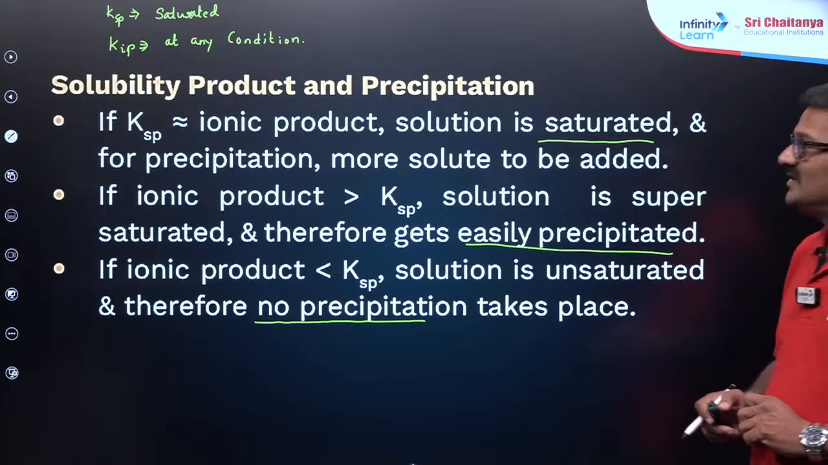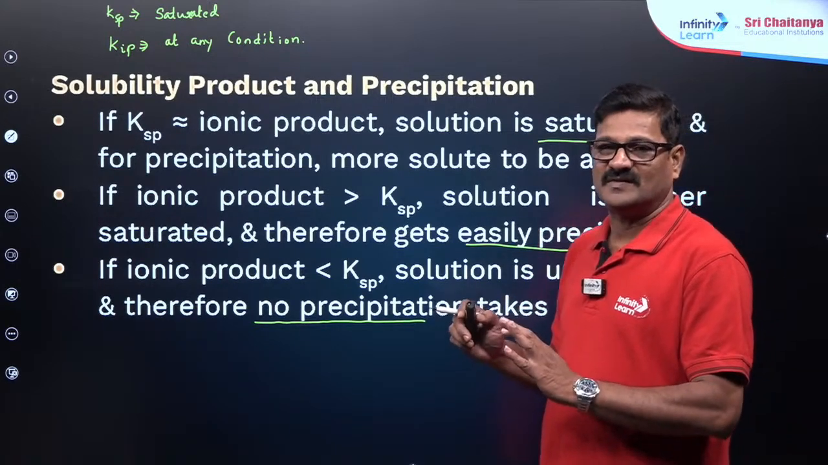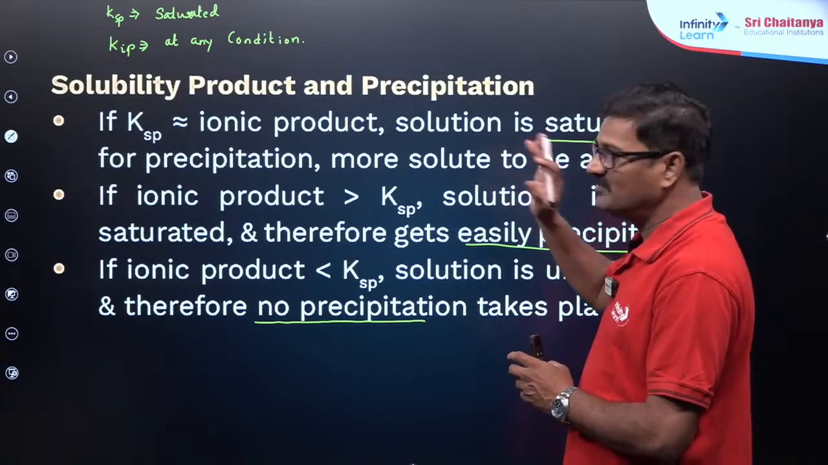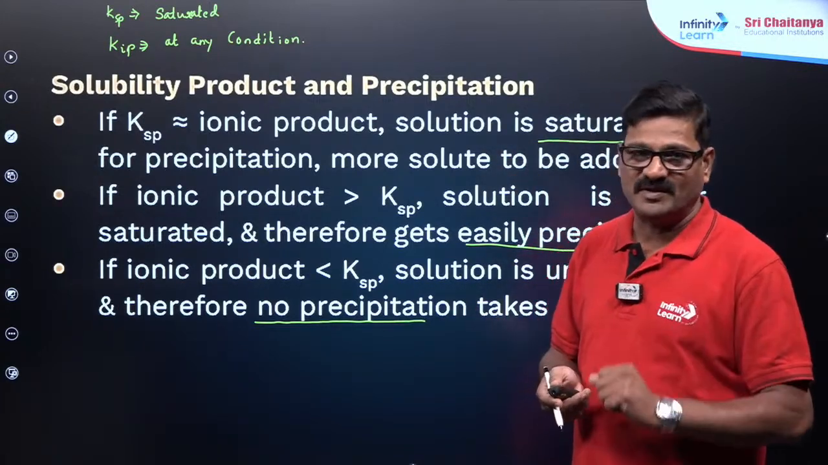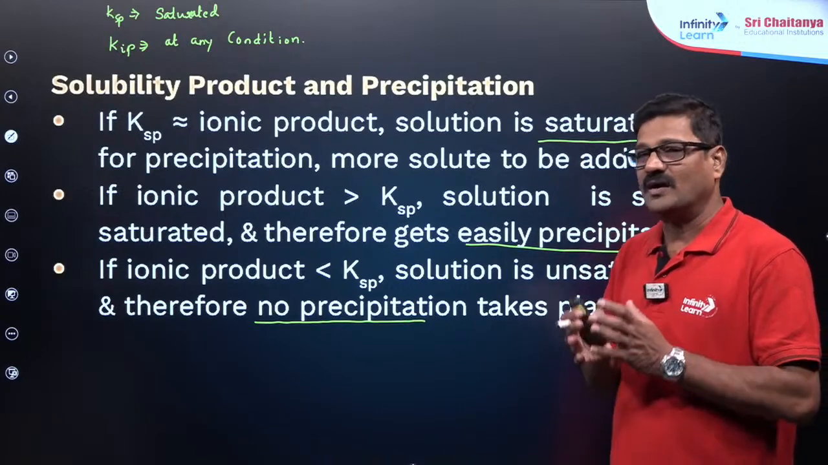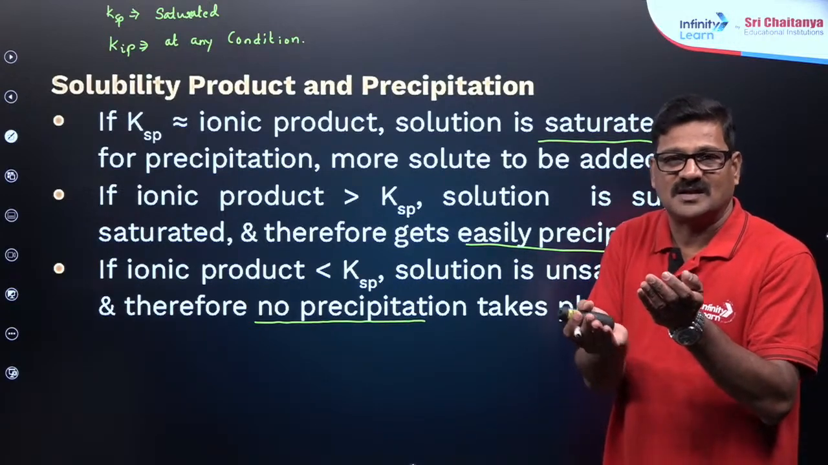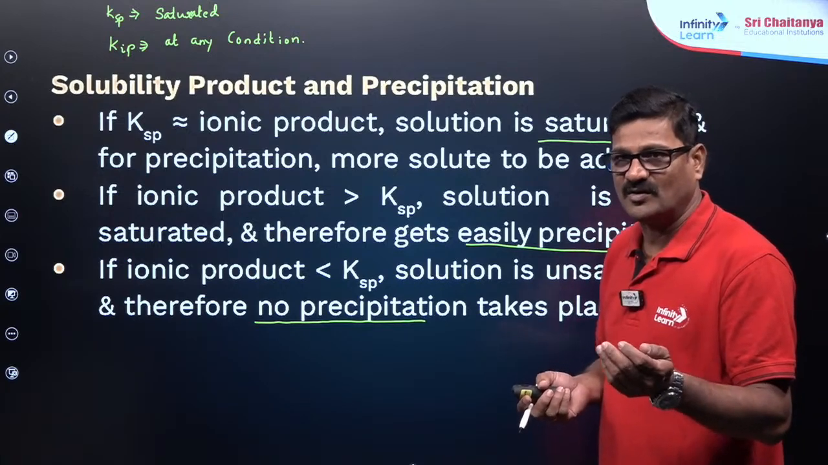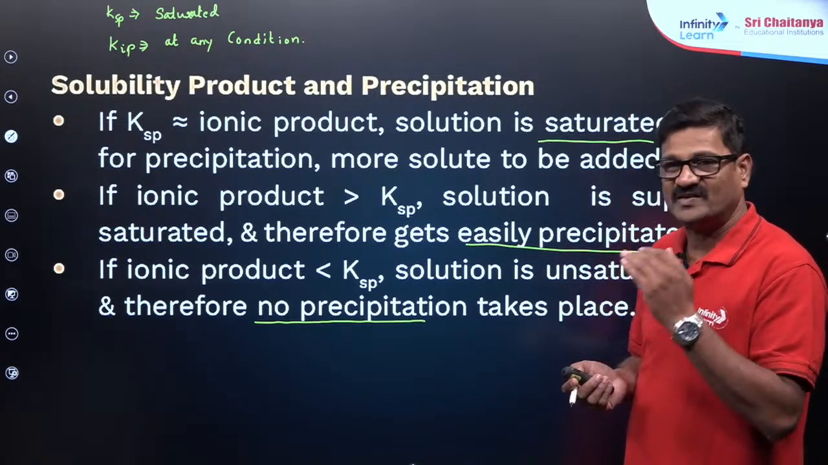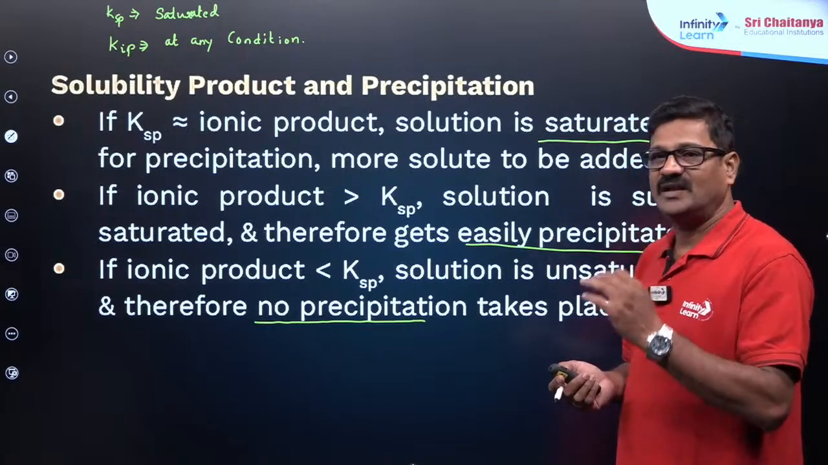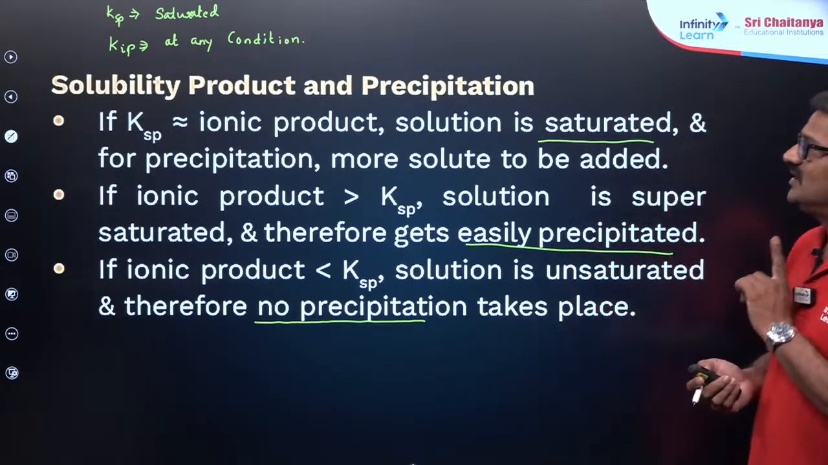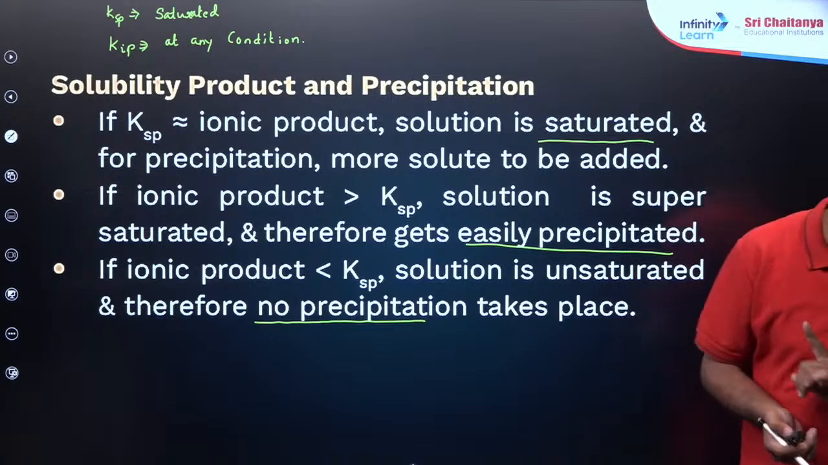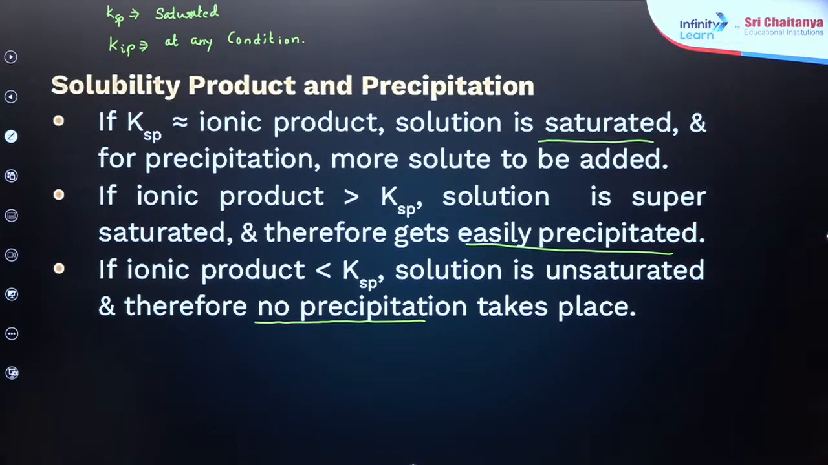Criteria of precipitation. This slide is very important because in the NEET examination, the Ksp value will be given and ionic concentrations will be given. You calculate the ionic product, then compare the solubility product value and the ionic product value, and you can decide yourself whether precipitation takes place or not. This is a super important slide. Everybody take a snap of this. It's very important.